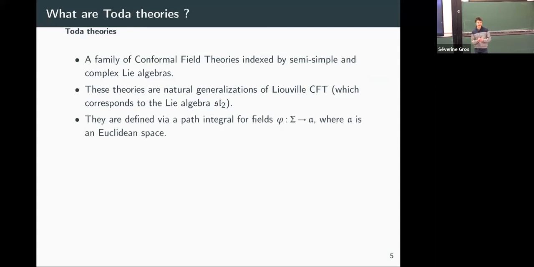A nice property is that they are defined using a path integral. So you have an action functional, which is really similar to that of Liouville, but the field that you want to define, the quantum field, the random function you want to define, now takes values in some Euclidean space. Namely, if you know a bit of the algebras, it will be the Cartan subalgebra of the underlying simple algebra.